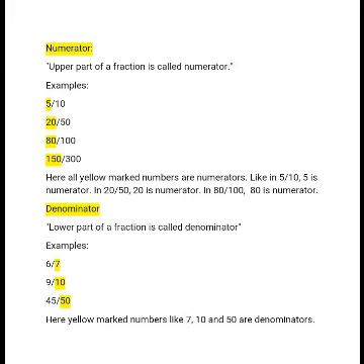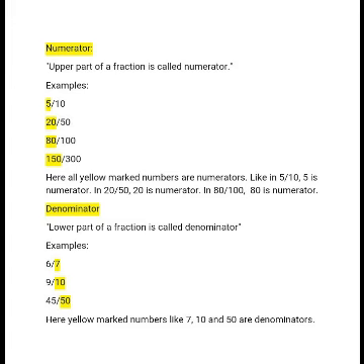Numerator: the upper part of a fraction is called a numerator. Simple. The upper part of a fraction is called a numerator. Now examples: 5 by 10, 20 by 50, 80 by 100, 150 by 300.